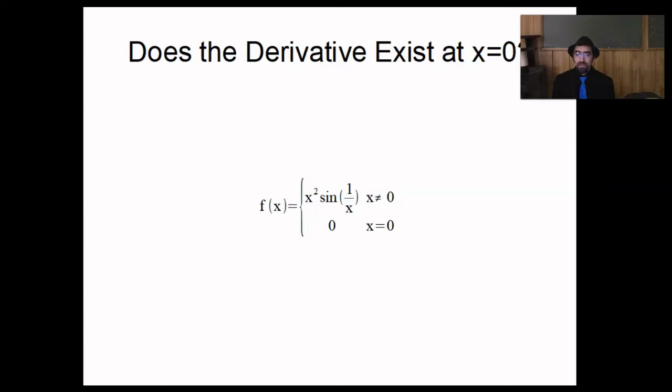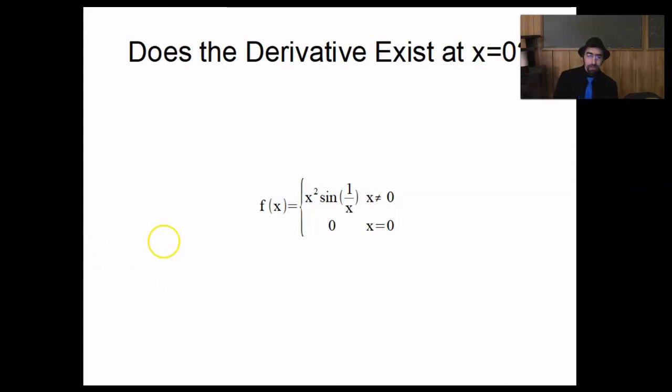So as long as x is close to 0, then f of x will be close to 0, and when x is exactly 0, f of x will be exactly 0. So as far as continuity goes, it's actually continuous everywhere. But what about the derivative?